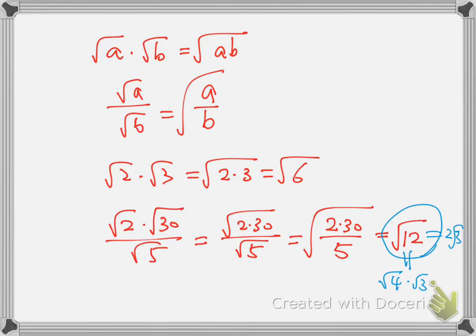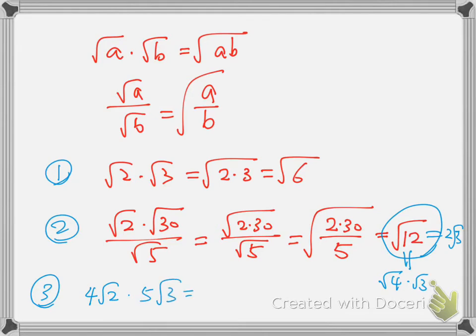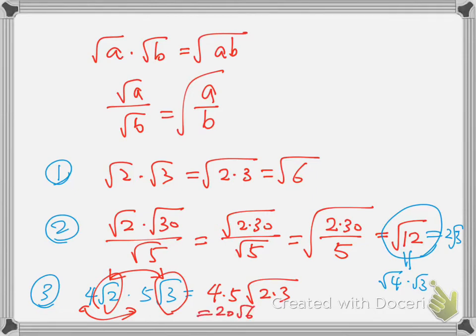The harder case, we may have some integers or numbers outside the radicals. Let's look at example 3. We have 4 radical 2 times 5 radical 3. For this case, radicals multiply radicals, and numbers multiply numbers, integer times integer. So 4 times 5 outside, inside we have 2 and 3. We look at these two parts separately: outside times outside, inside times inside. So this is 20 radical 6.